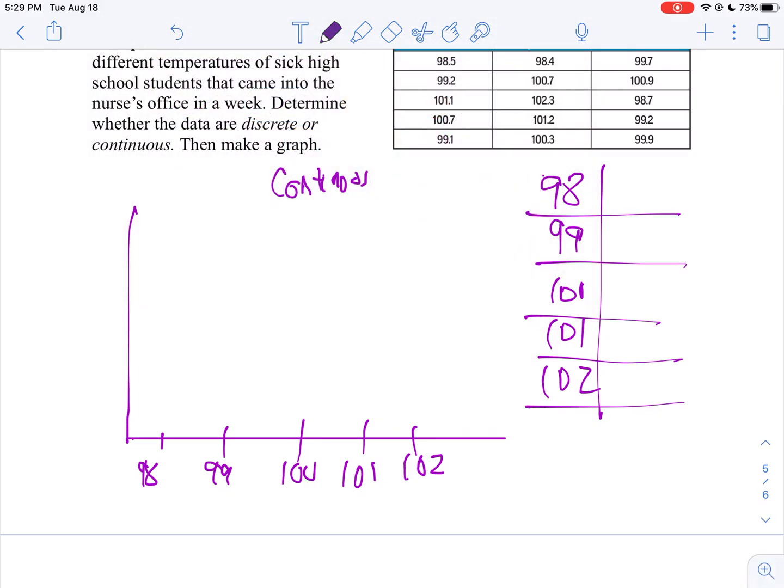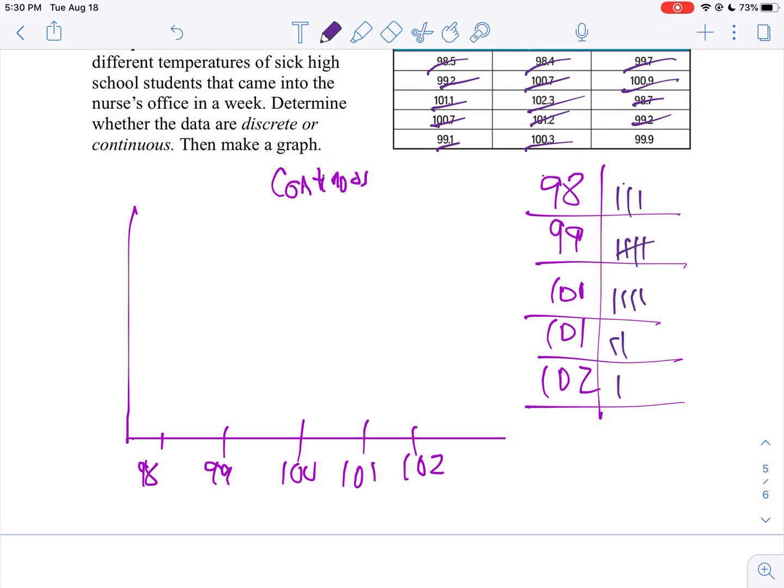So 98.5, put a tally mark there, 99.2, 101.1, 100.7, 99.1, 98.4, 100.7, 102.3, 101.2, 100.3, 99.7, 100.9, 98.7, 99.2, and 99.9.